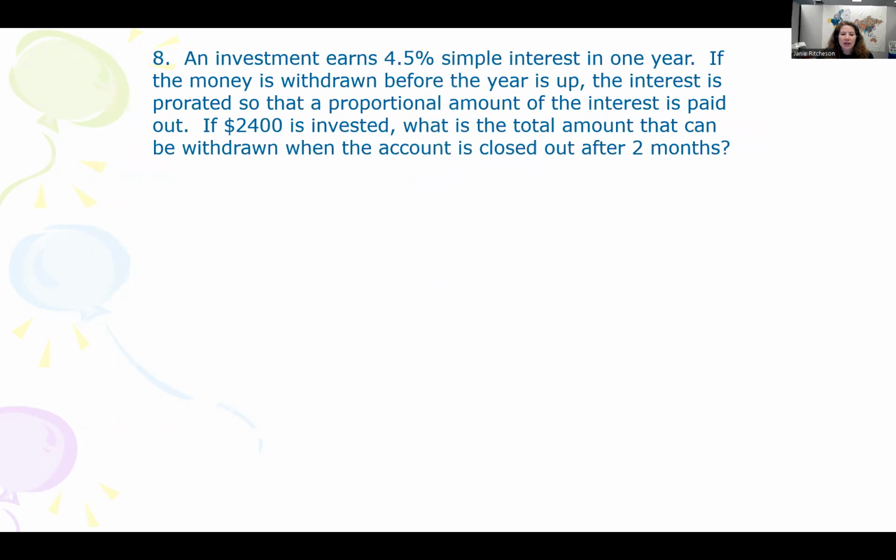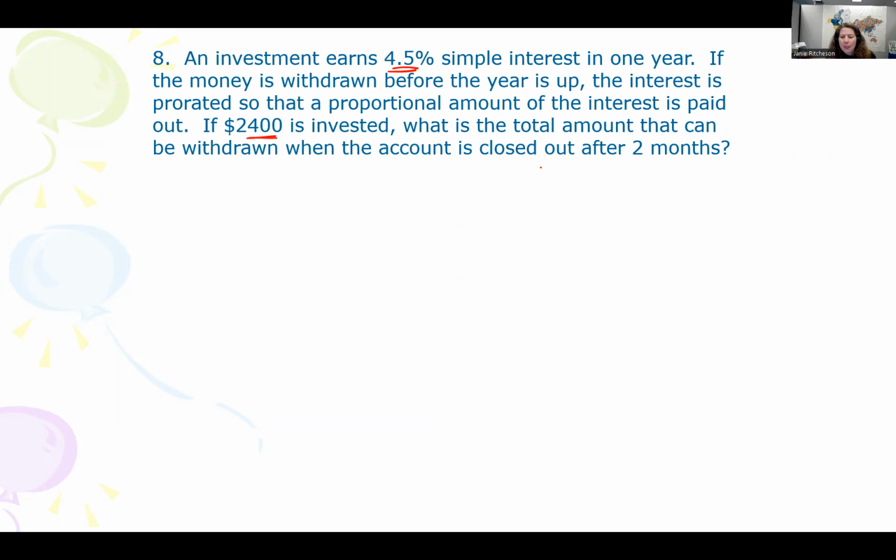All right, what about this one? An investment earns 4.5%. If the money is withdrawn before the year is up, the interest is prorated so that a proportional amount of the interest is paid out. If $2,400 is invested, what is the total amount that can be withdrawn when the account is closed after 2 months?